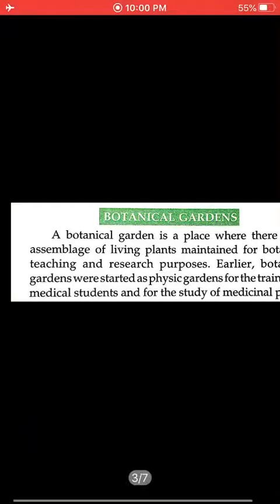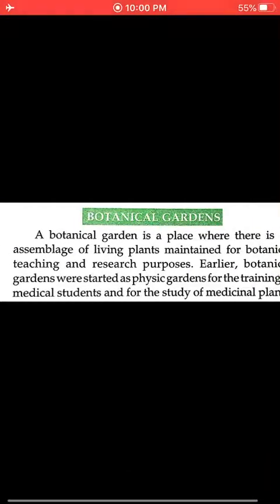Indian Botanical Garden at Howrah was established by Mr. Robert Kyd for some economic reasons. In these botanical gardens the plants are preserved, like the great banyan tree, which is spread over 4 acres and has 1000 plus aerial roots. Palm houses are there, nurseries are there.